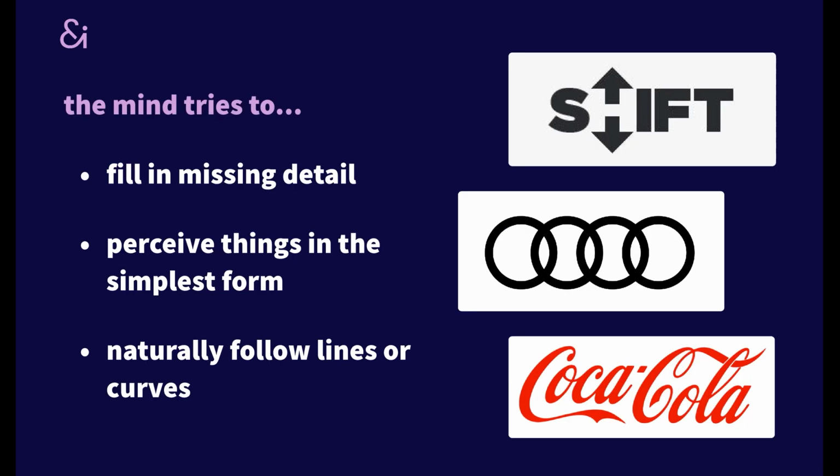So as a general rule of thumb, a few basics to the principles, it states that the mind will try to fill in missing detail, perceive things in the simplest forms, and naturally follow lines or curves. I've found 3 good examples of this that we can run through really quickly.